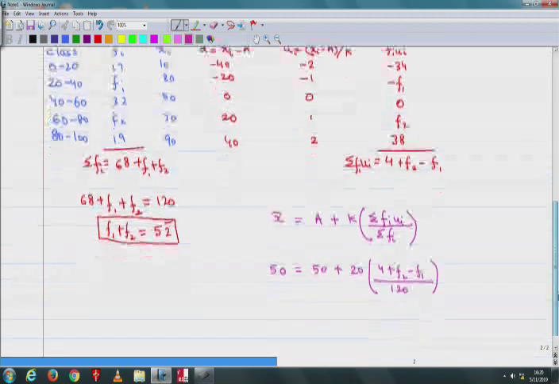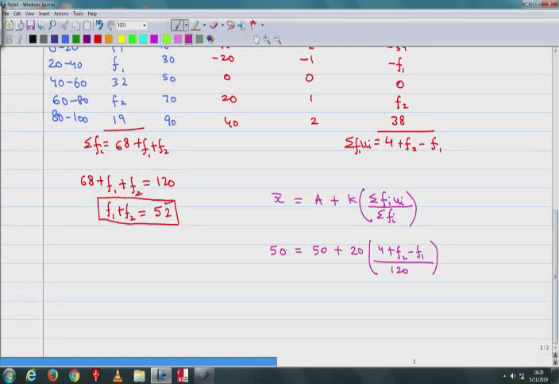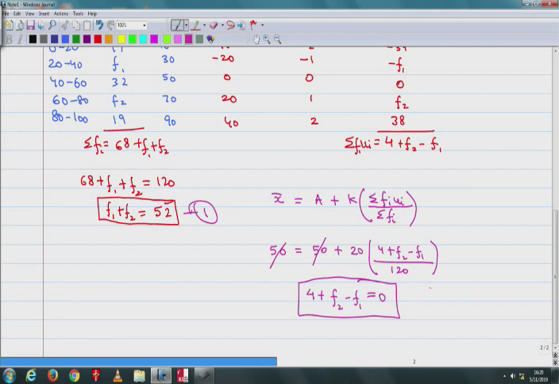We will get another equation in F1 and F2. This 50 and 50 will get cancelled out, so basically it will become 0. 0 multiplied by 120 divided by 20, everything will be 0. So we will only get 4 plus F2 minus F1 equal to 0. This is the second condition. This is the first equation, and this is the second equation.